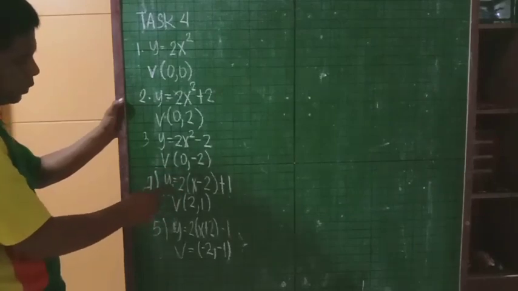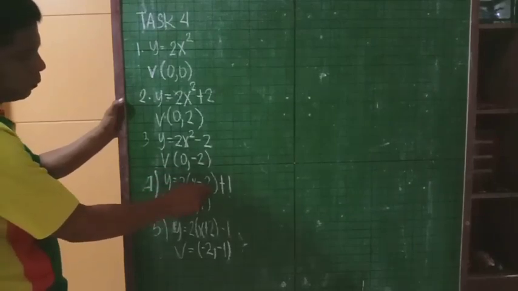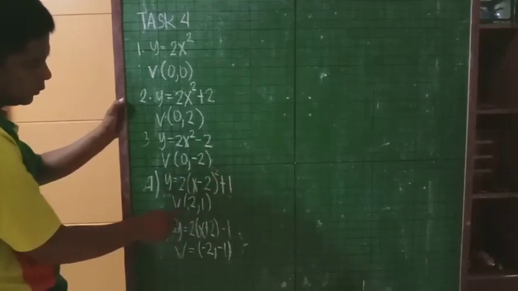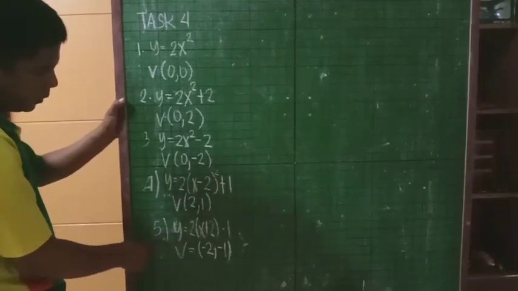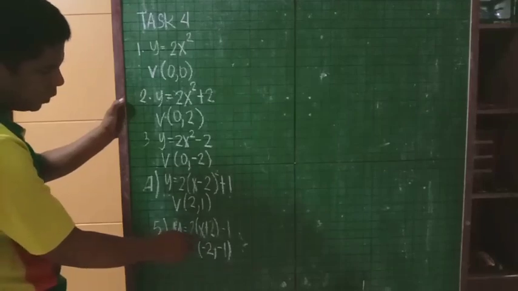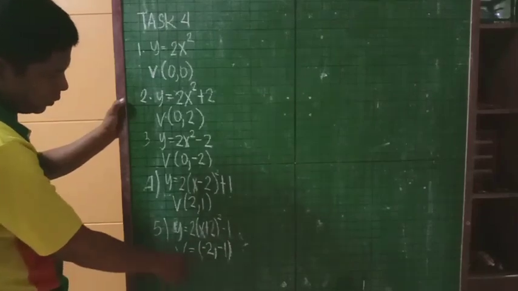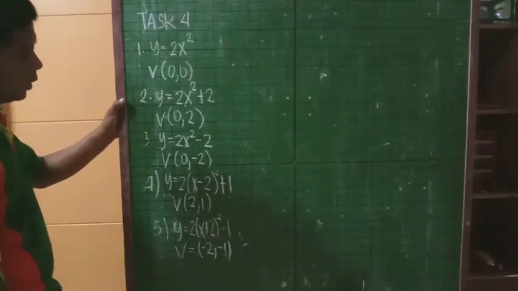And number 4 is y equals 2 times the quantity of x minus 2, quantity squared, plus 1. The vertex is (2, 1). And number 5 is y equals 2 times the quantity of x plus 2, quantity squared, minus 1. The vertex is (-2, -1).